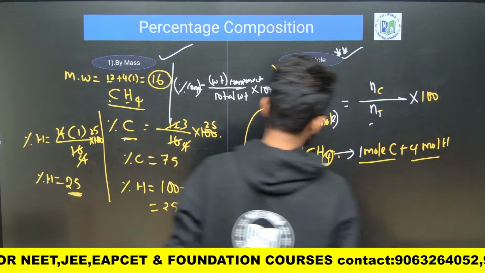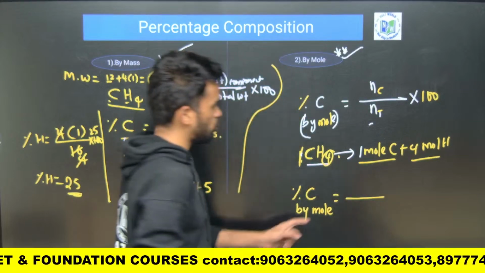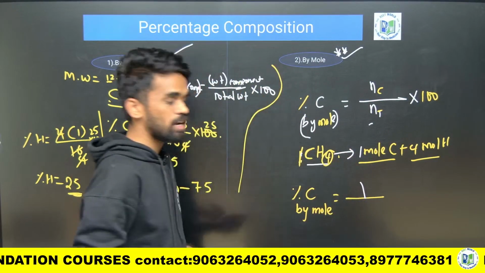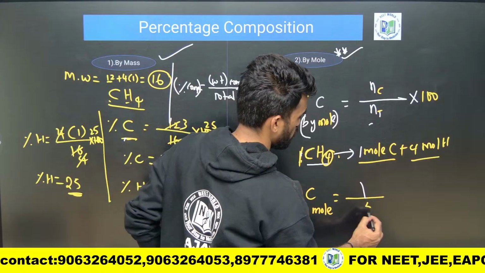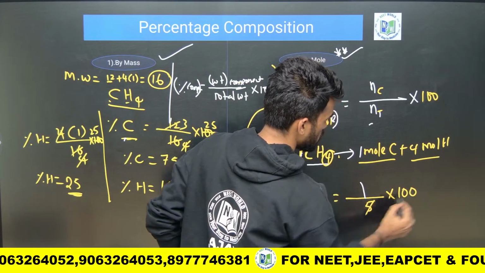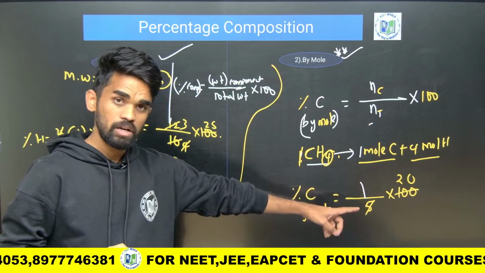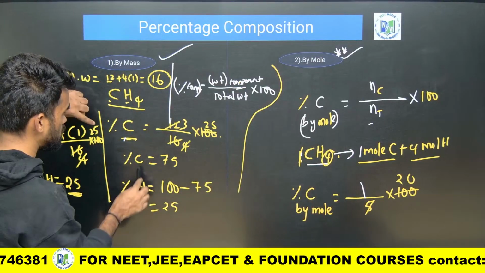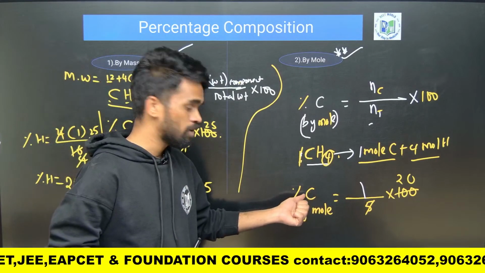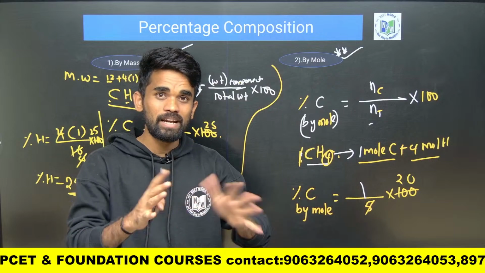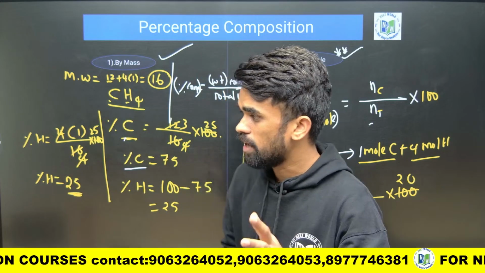Hope it is clear. Now percentage of carbon by mole if they ask, how many moles of carbon are there? 1 mole, and total number of moles are how many? So this is 1 plus 4, that is 5, into 100, that's it, you got the answer. This will be 20. 20 will be the percentage of carbon by mole. So you got 2 different answers. Percentage by weight, if I ask for carbon, that will be 75%, but if I ask by mole, that will be 20%. Completely different answers. So you need to read the question properly, what exactly they are asking, and answer accordingly.